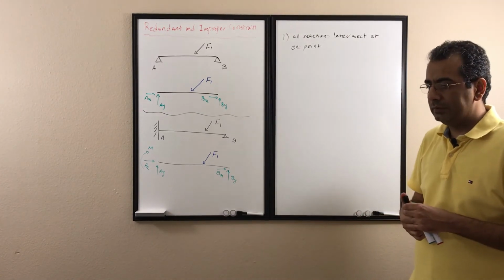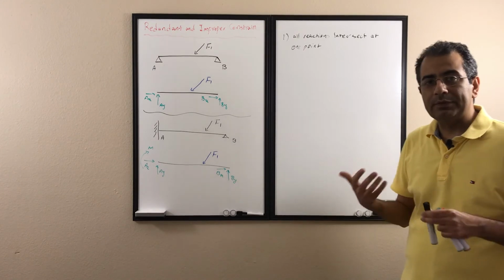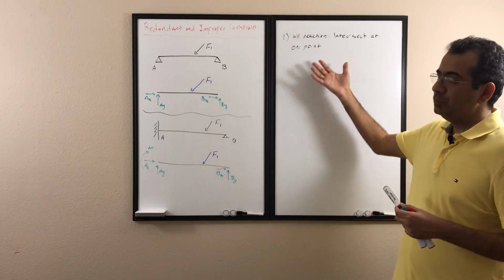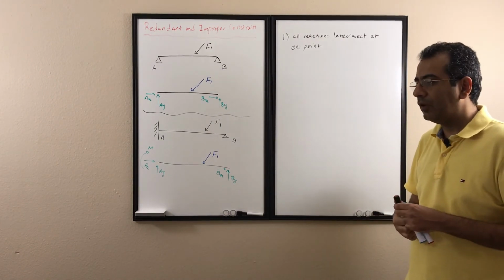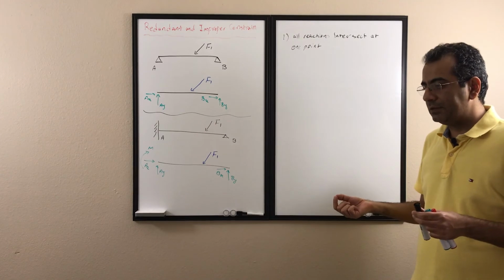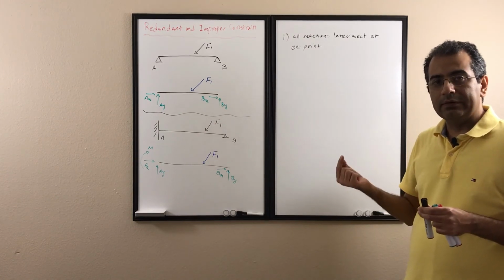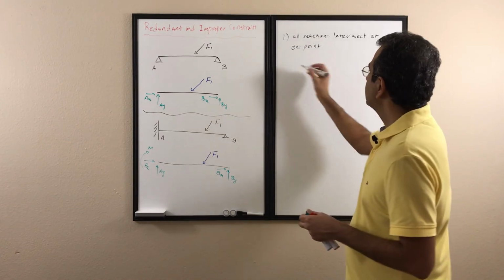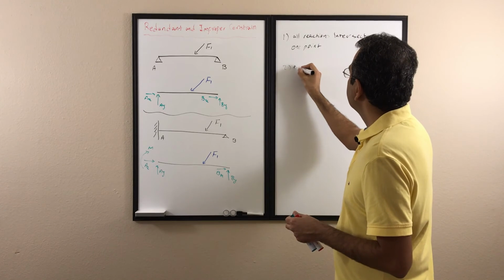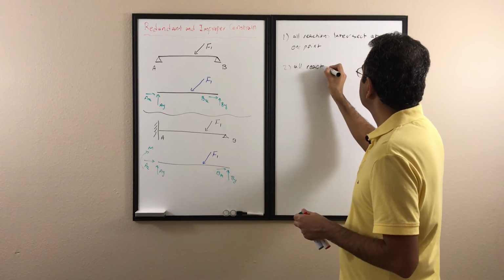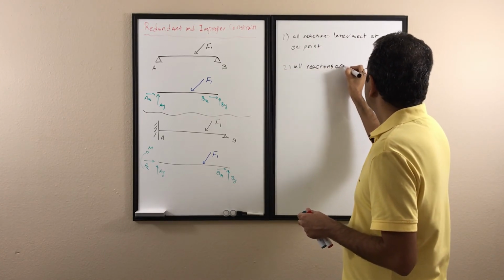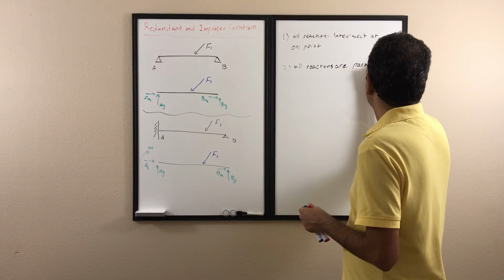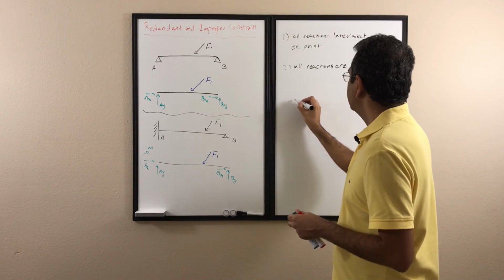In other words, it does not prevent it from rotation. That's in 2D. In 3D, the same thing happens if all the reactions intersect at one single axis. It's the very same thing. The other case where this might happen is when all the reactions are parallel. So if all the reactions are parallel, the same problem happens.